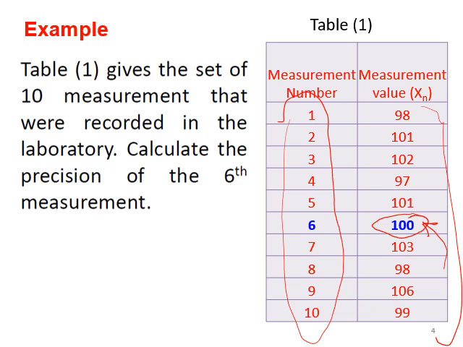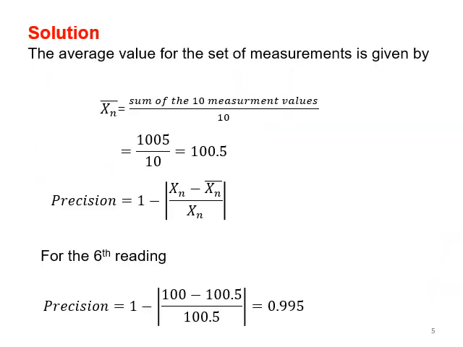So we need to calculate the average. We will see in the next slide. Here we are calculating the average of the data. It's the total over the number of data. So we find that it's 100.5. And now we can substitute to get the precision. Keep in mind that this is the absolute value. Don't forget it. So your answer is always less than 1.